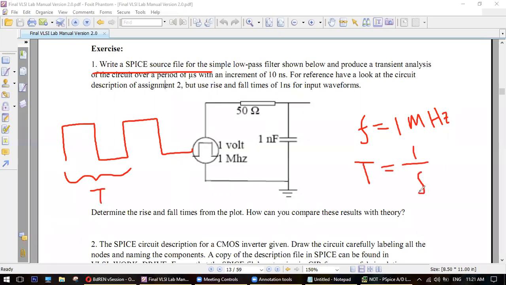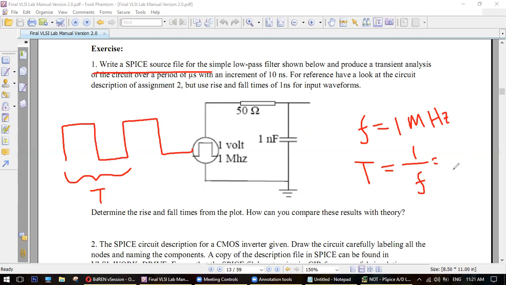T is equal to 1 by f, right? Yes, sir. So what is the f? Can anyone calculate? 1 into 10 to the power minus 6. So what will be the value?